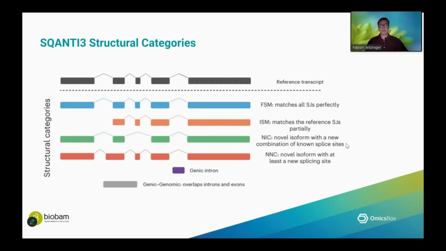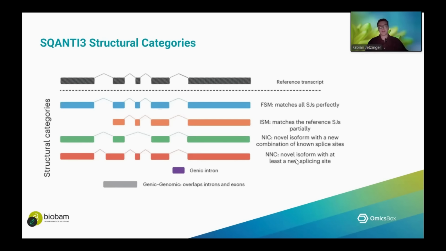Now, the actual novelty in our transcriptome will mostly consist of the next two categories, which are novel in catalog and novel not in catalog. The green category, novel in catalog, is a novel combination of known splice sites. So if we look at this example, we can see our reference transcript has a small exon here, which is missing in our novel in catalog. So we have splice donor and acceptor sites, which are exactly equal to what we observe in the reference, but the actual splice junction is novel. So we have a novel combination of known splice sites.